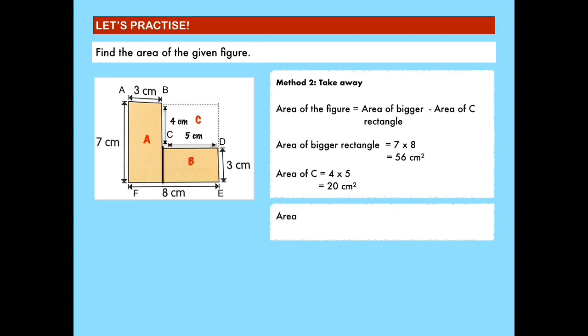We can now find the area of the given figure, or the shaded part, by taking away the area of rectangle C from the area of the bigger rectangle. So 56 minus 20 is 36 square centimeters. The area of the given figure is 36 square centimeters.